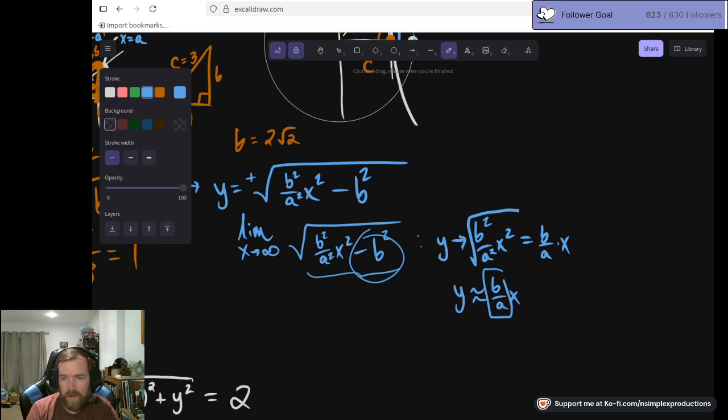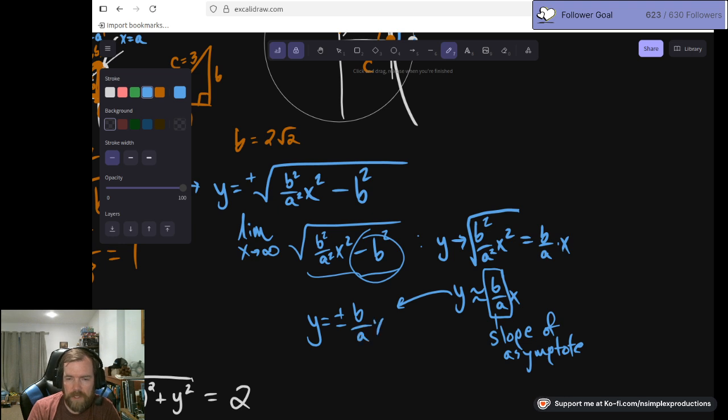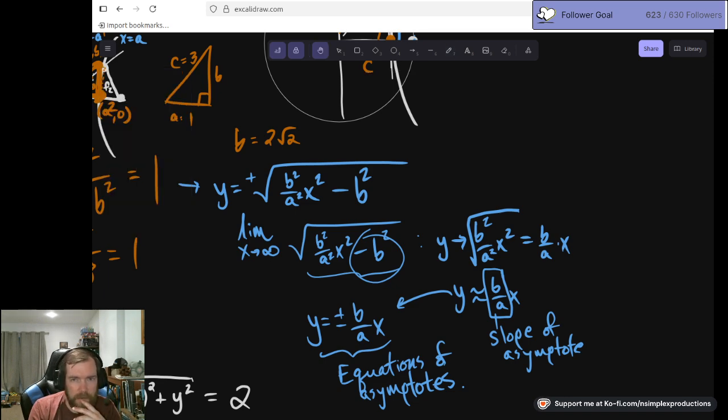Therefore, that's the slope of the positive asymptote anyway, which also means that this whole thing here, y is going to be equal to plus or minus b over a times x, is going to get us the equations of the asymptotes. Okay, so the equations of the asymptotes, y equals plus or minus b over a times x.